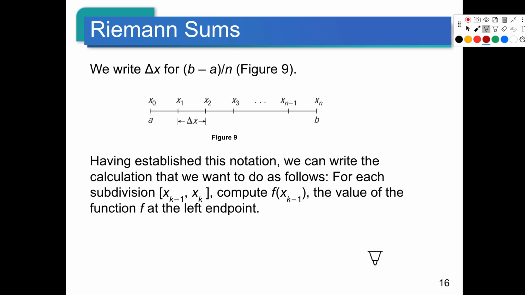Okay. So again, it's kind of a little bit of overkill. And you'll see this thing called delta x. Delta is the change in x. So that's the width of each of the rectangles. Okay. So when you see this, that's what it is. And that width is going to be a calculation of the endpoint minus the starting point divided by however many rectangles they tell us to use.